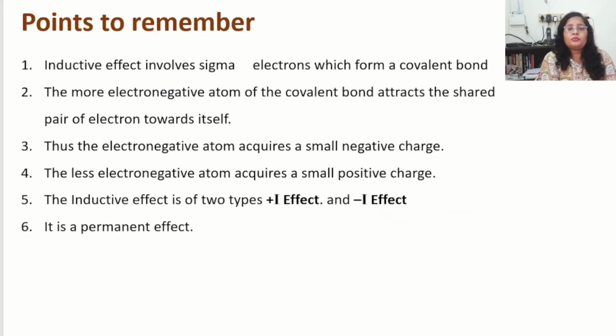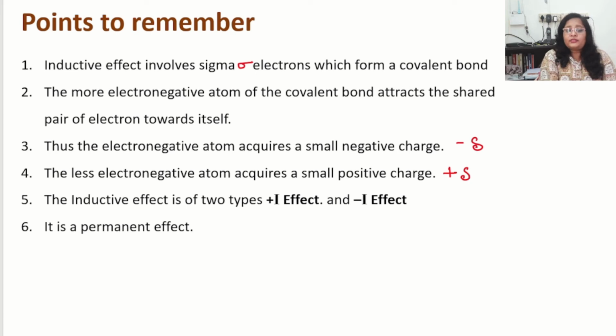So let's come to some points which are very important to remember. The first one is that the inductive effect always involves sigma electrons which form a covalent bond. Second point, the more electronegative atom of the covalent bond attracts the shared pair of electrons. That we knew. Third point, thus the electronegative atom acquires a small negative charge, that is, we can say del minus or minus delta. The less electronegative atom acquires a small positive charge, that is smaller than the actual charge they can get.